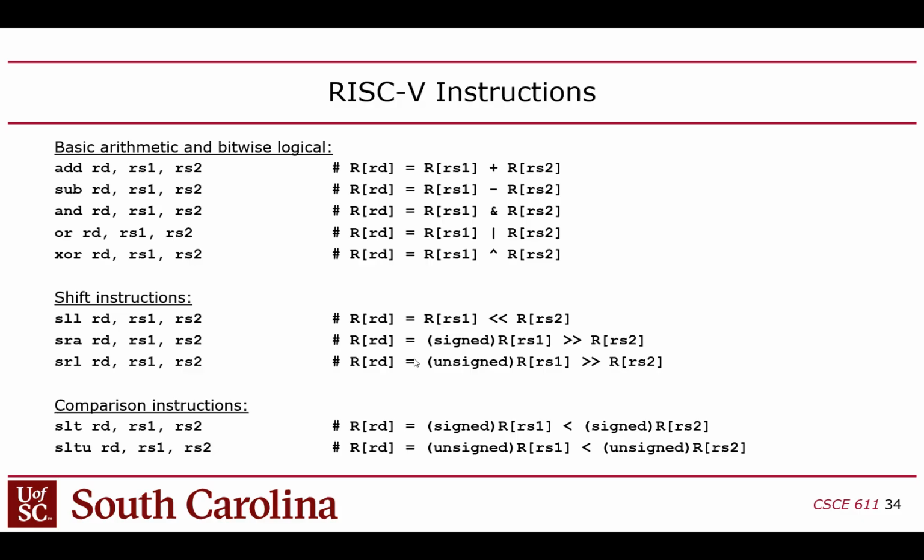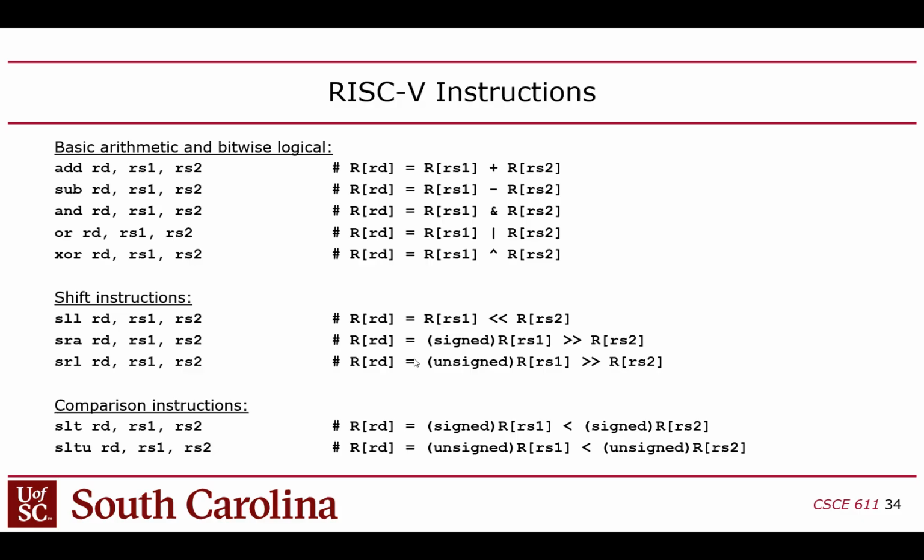Oh, notice the terminology here too. RS1 and RS2 are the source registers and RD is the destination register. And that's kept consistent in RISC-V, unlike MIPS where sometimes the destination was RT, depending on whether it's an R-type or an I-type instruction. So this is simplified. RS1, RS2 are sources, RD is destination.